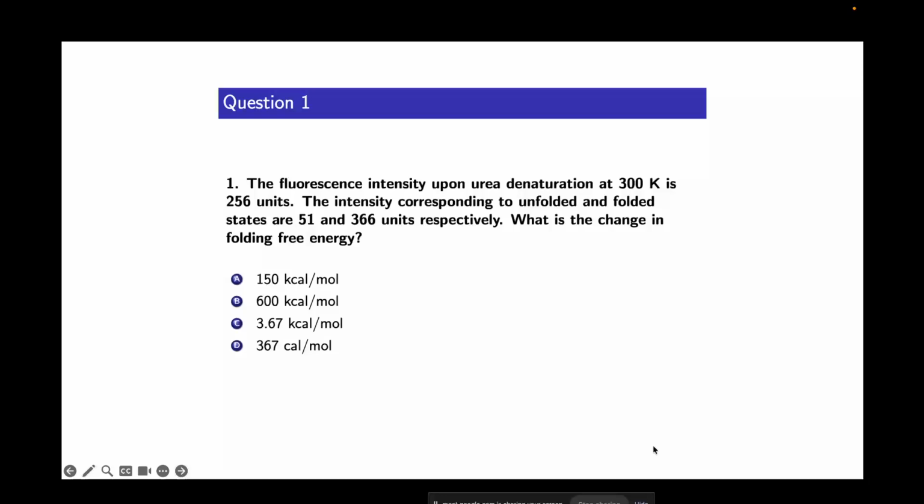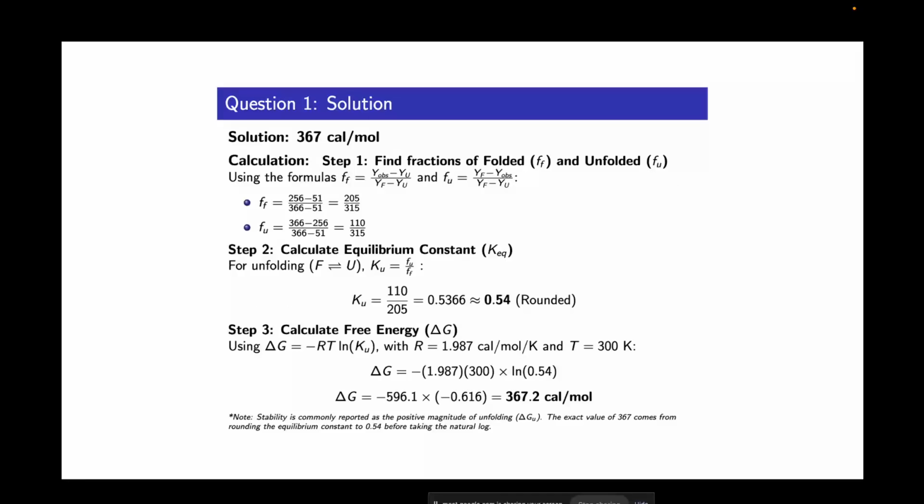Okay. So you're given the temperature is 300 Kelvin. You're given the fluorescence upon denaturation is 256 units, and the intensities corresponding to the unfolded and the folded states are 51 and 366 units, and you are asked to find delta G. Okay, so first you need to find the equilibrium constant. What is the K? That would be Fu by Ff, going from the unfolded to the folded divided by the folded to the unfolded, right? So this you need to calculate first.